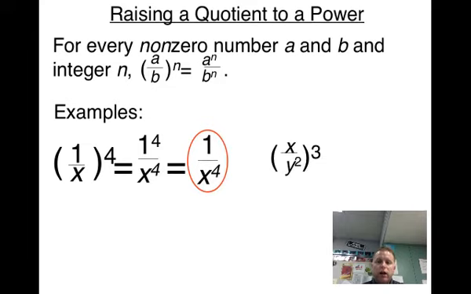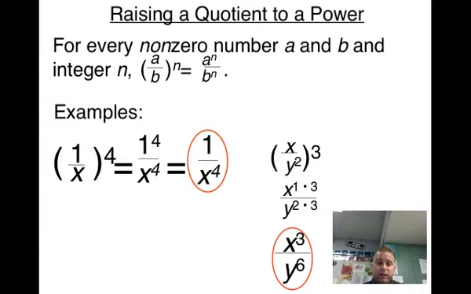If I have the quantity x over y to the second power raised to the third power, then everything is to the third power. So we would have x to the 1 times 3, y to the 2 times 3, which gives us x to the third over y to the sixth. Remember, when exponents are separated by parentheses, you multiply the exponents. We learned that two lessons ago.